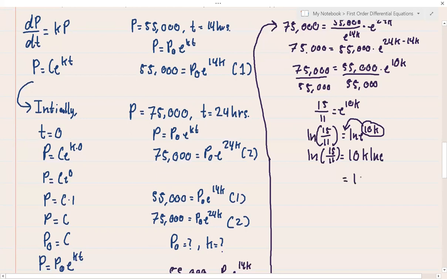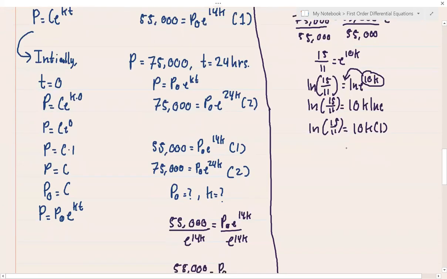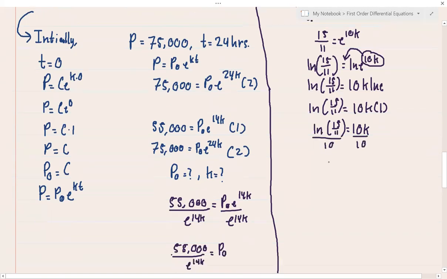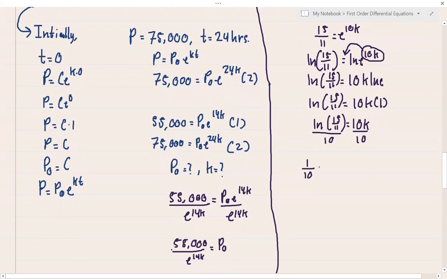Remember, ln of e ay, ano siya? 1 siya, di ba? So, 10K times 1 is equal to 10K pa rin siya. Okay? So, 10K is equal to ln of 15 all over 11. So, we can now find our K by dividing both sides by 10. Okay? So, we will have 1 all over 10 times ln of 15 all over 11 is equal to K. So, yan na yung magiging K value mo.